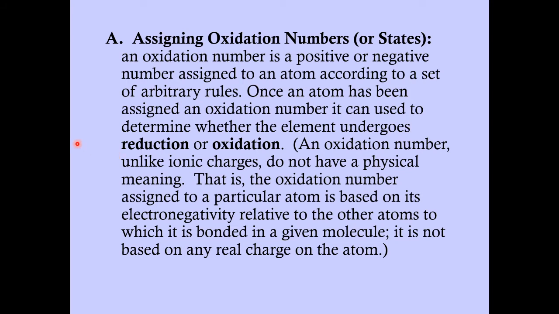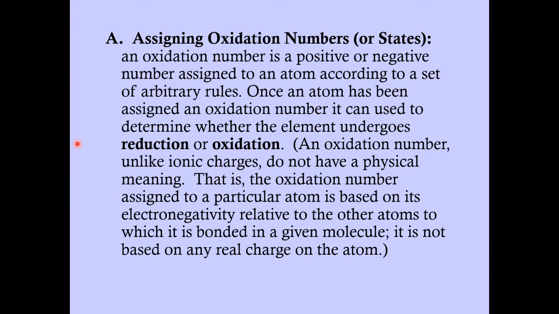Okay, oxidation numbers. It's a positive or negative number assigned to an atom according to a set of arbitrary rules. We'll look at those rules in a second. The good thing about these rules is they're not necessarily new rules. They reflect rules that you should already be familiar with. So this is, generally speaking, one of the easier new aspects, because it actually reflects something you've already learned.